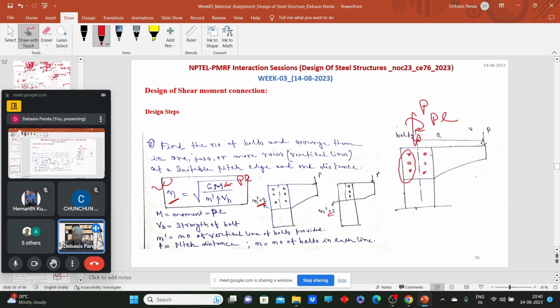If you consider that I will make 4 lines of vertical bolting, so the index will be 4. Subsequently this value will change. What is that P value? This is the pitch distance. What is that VB value? This is the strength of bolt.